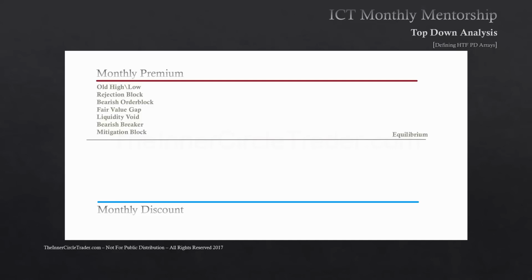Now, the order of importance, in other words, the highest of the premium array, is the old high and old low. That's as high as you can get. Then you have rejection block. Then you have bearish order block, fair value gap, and then liquidity void, bearish breaker, and mitigation block. You're going to be looking up, and the first thing you're going to encounter is the first thing on the bottom of this list, and then you start working your way up that list. The farther you go up in this list, the deeper you go into a premium market.